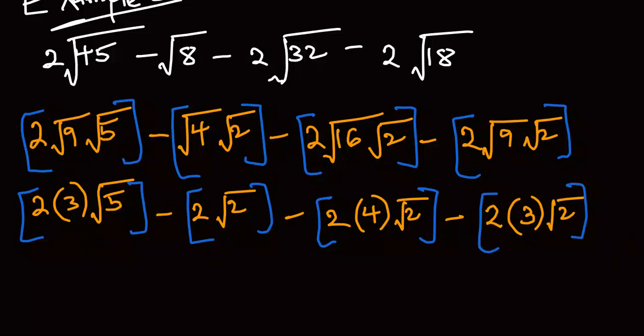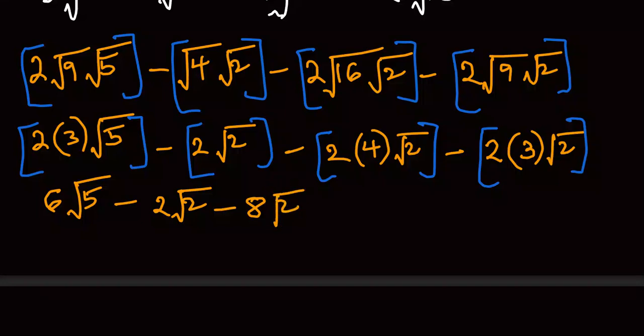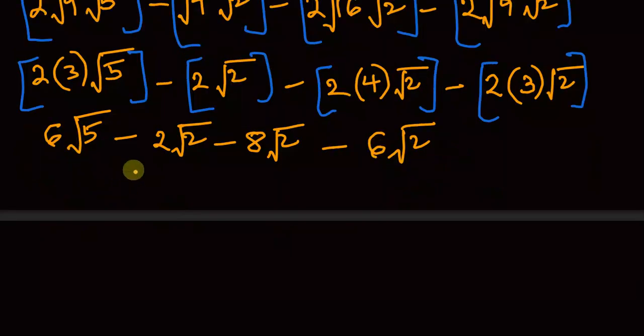Next step, we solve each inside the brackets. 2 times 3 is 6. We will have 6 root of 5. Then minus 2 root of 2. Then minus here, 4 times 2 is 8. So 8 root of 2, minus 2 times 3 is 6, 6 root of 2. You realize one thing.